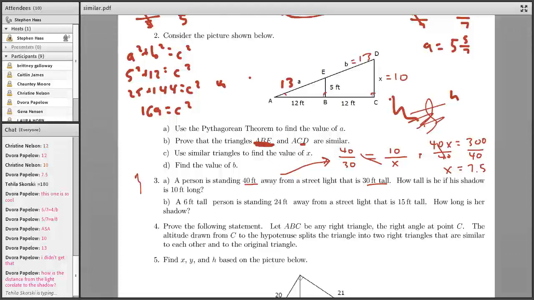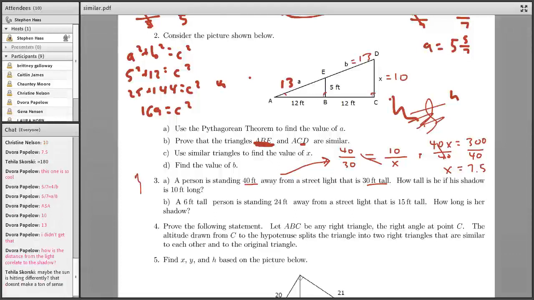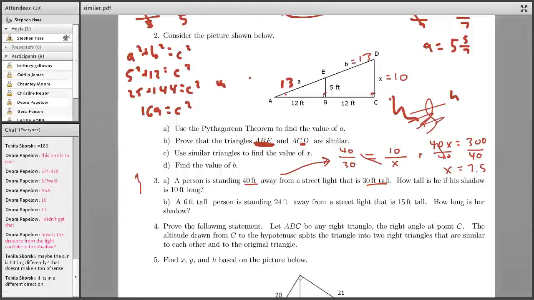So let's say the street light... no, the sun. Why would the sun hit it differently? If it's the same time of day, the sun is always going to hit everything at the same angle. If it's a different time of the day, you're right. But if it's the same time of day that you're measuring, the sun is in the same part of the sky. The sun's going to cast the same shadow. All shadows are going to be in the same direction.